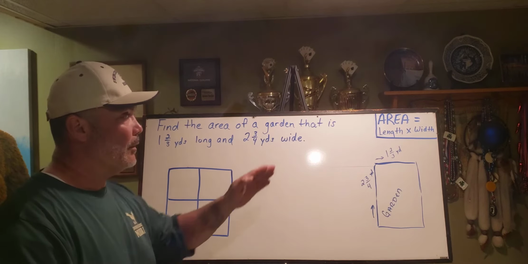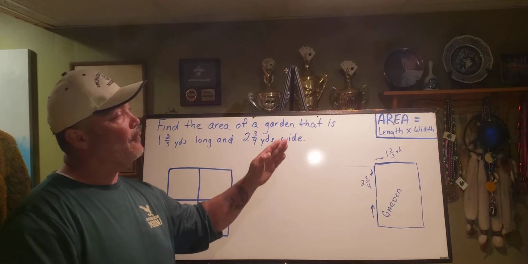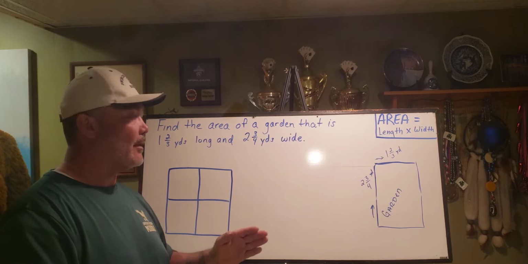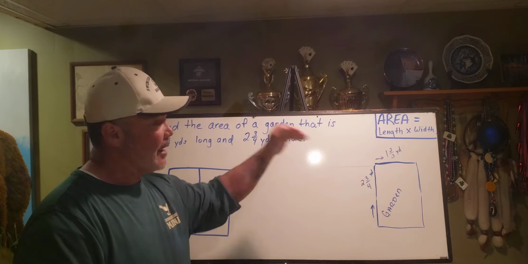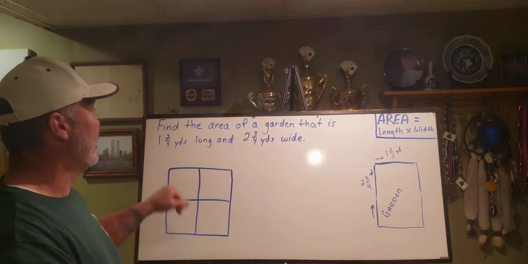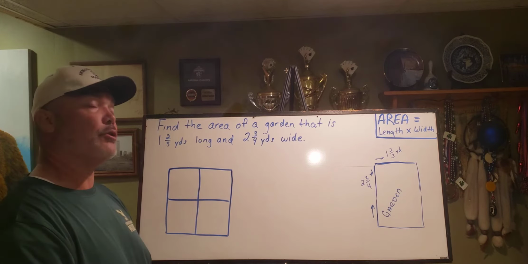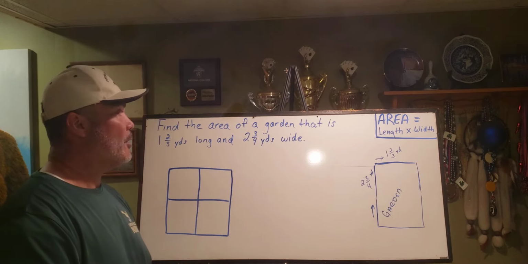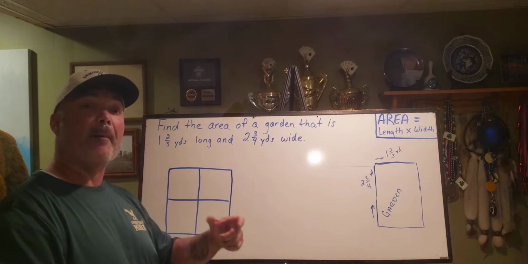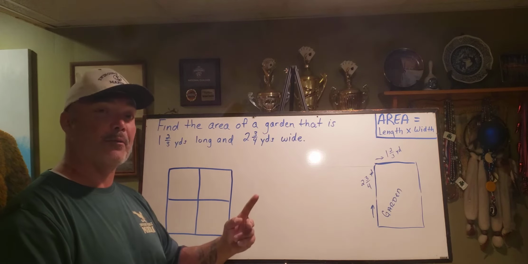In this case, we're looking for the area now. So we know the formula for area is length times width. An object's length times its width is going to give us our area. So here we have: find the area of a garden that is 1 2/3 yards long and 2 3/4 yards wide. At some point, I'll pause the video because I'll show you a second way.